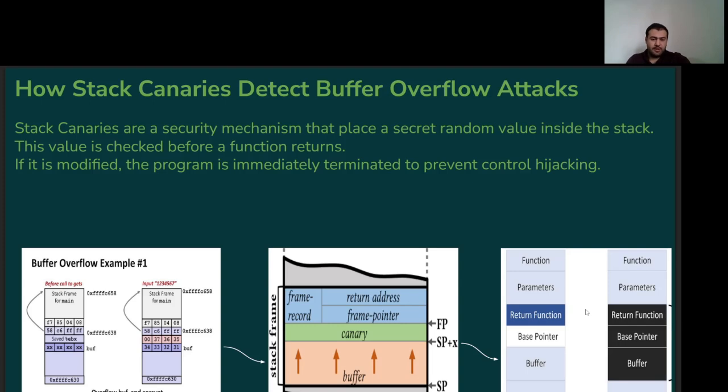When a function is about to return, the system automatically checks the canary value. If the value is still the same, the program continues normally. But if the value has been changed by an overflow, the system immediately knows that an attack has happened. At that moment, the program is terminated before the return address can be used, so the attacker never gets control of execution.